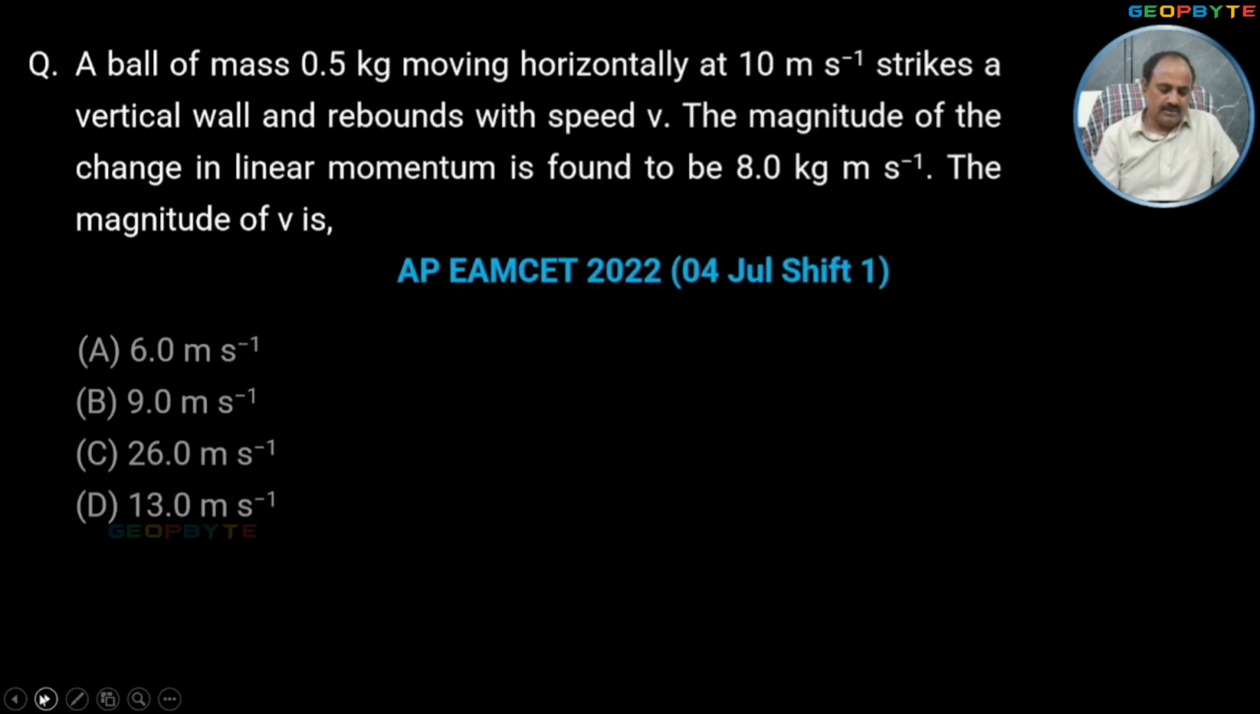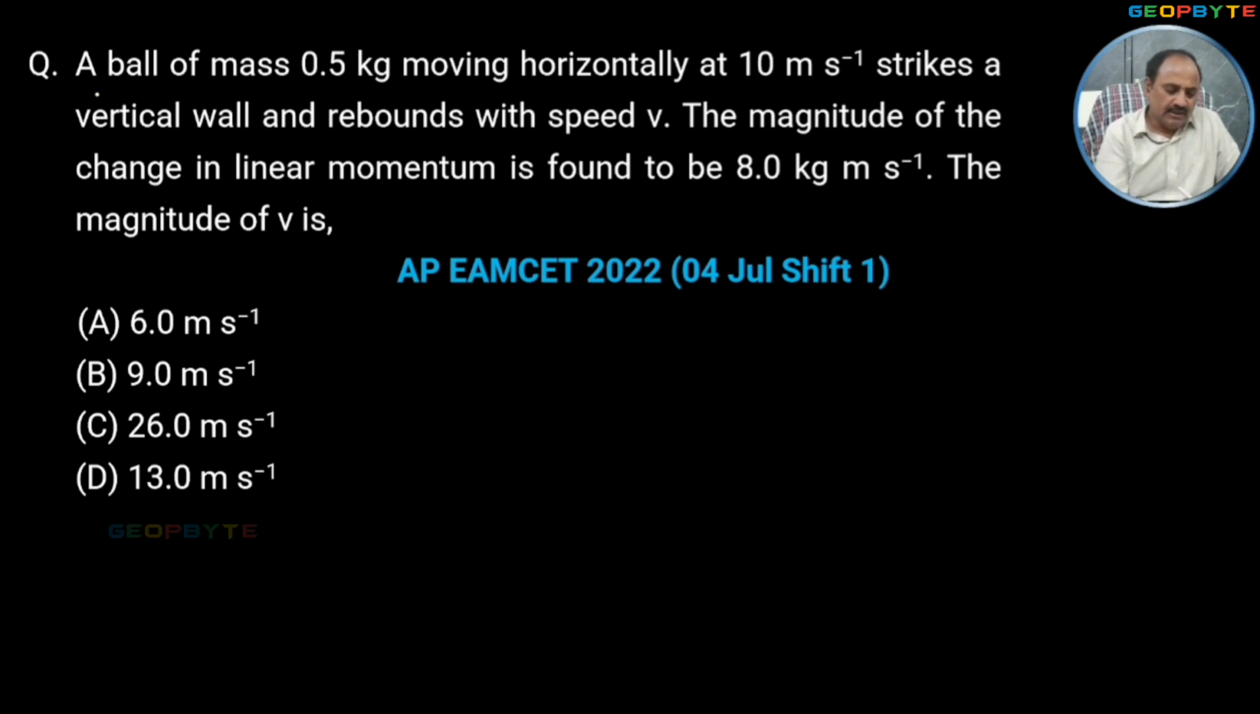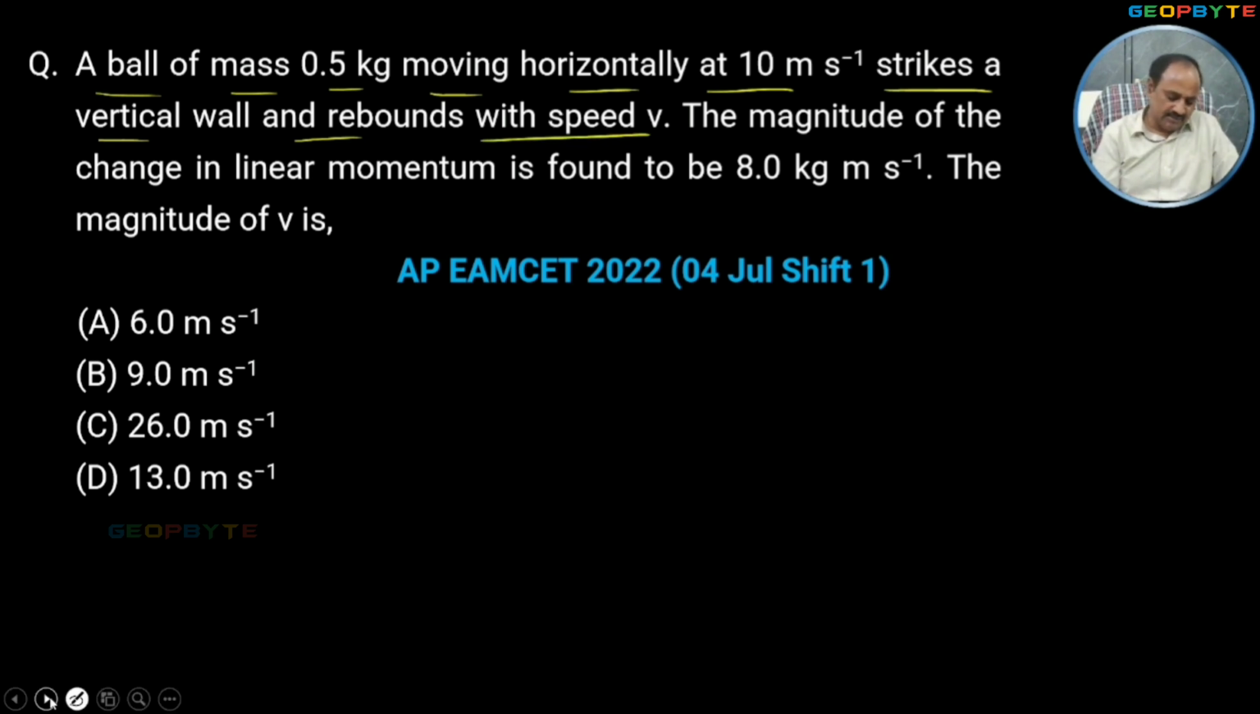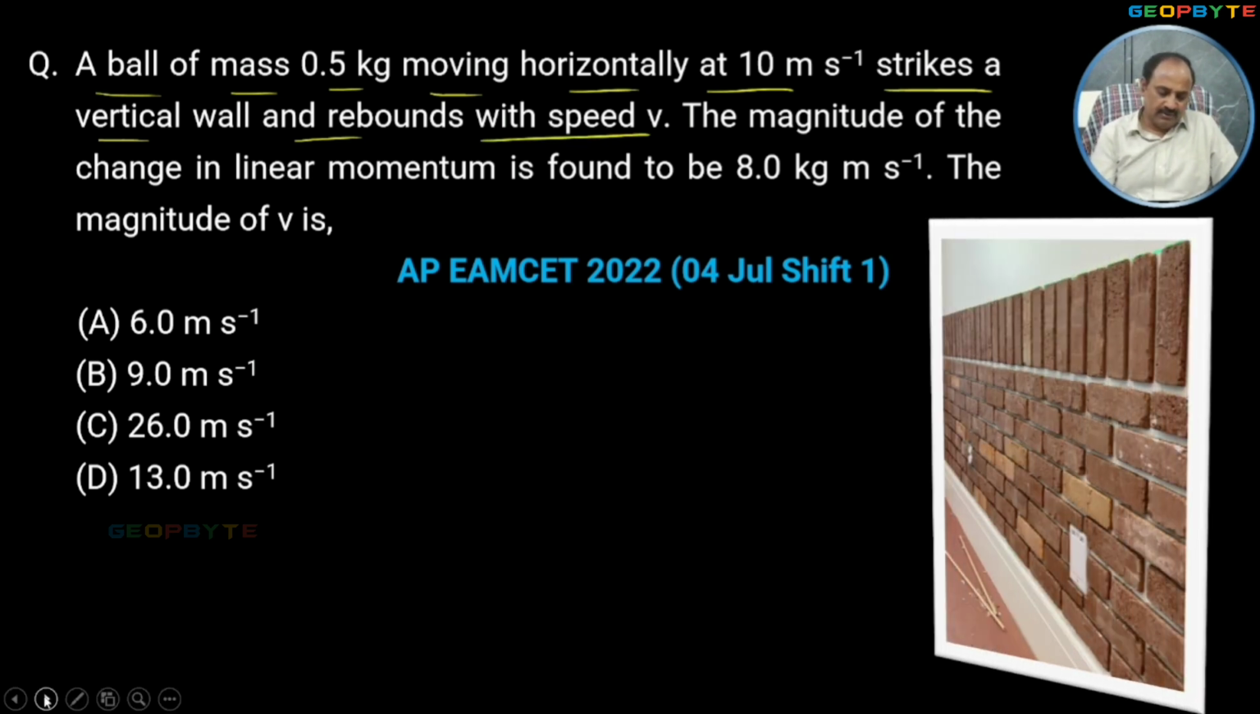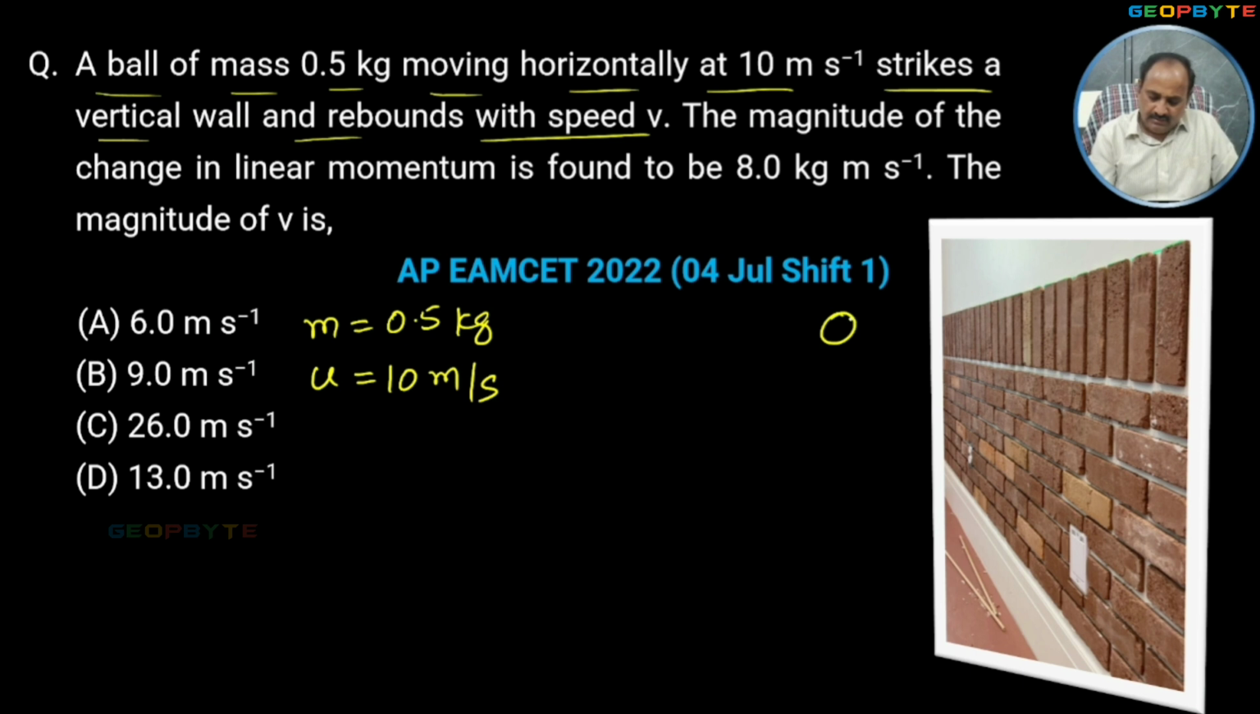Look at the problem, it is asking like this: a ball of mass 0.5 kg moving horizontally at 10 meters per second strikes a vertical wall and rebounds with a speed v. It is like this. Let us take the vertical wall. Mass of the ball is given as 0.5 kg. Initially, it is moving with a velocity u equal to 10 meters per second. This ball is hitting the wall with initial velocity u.